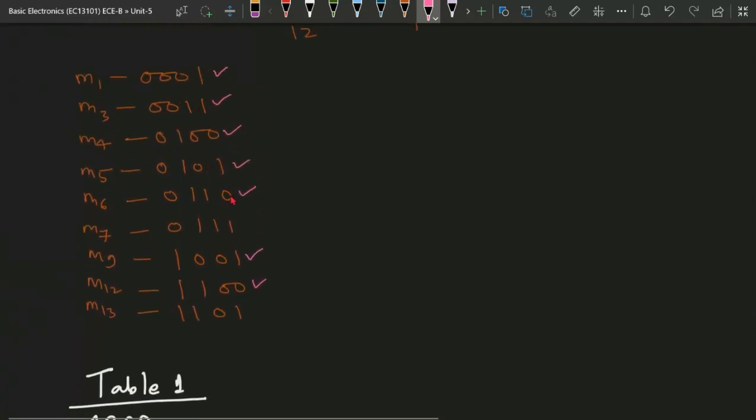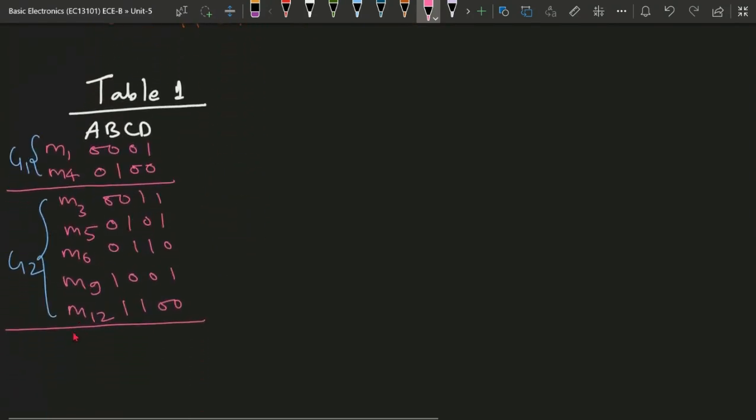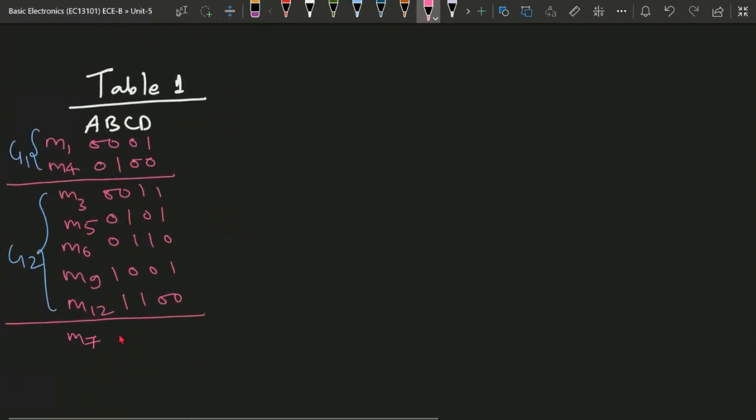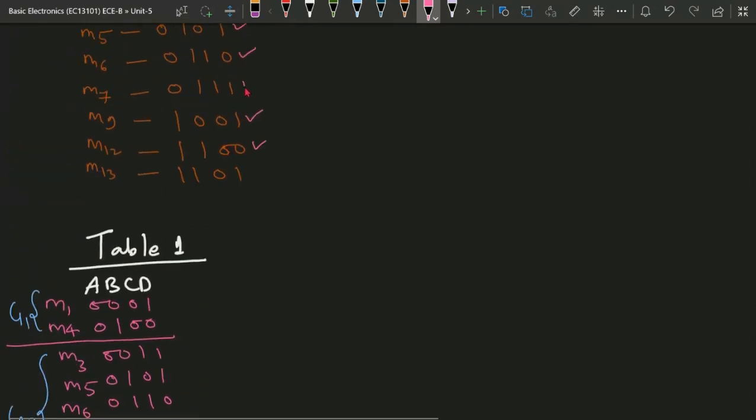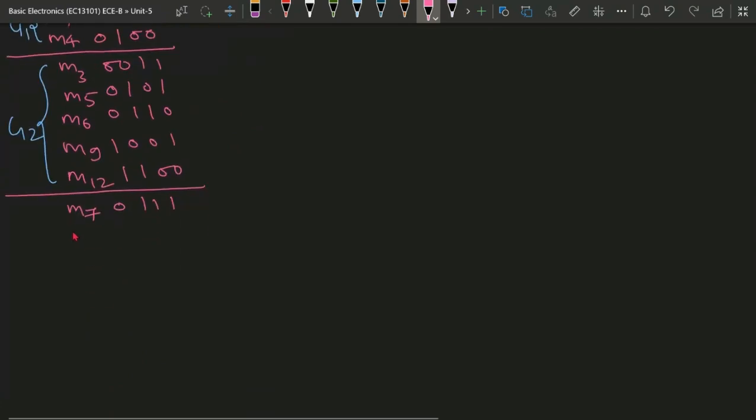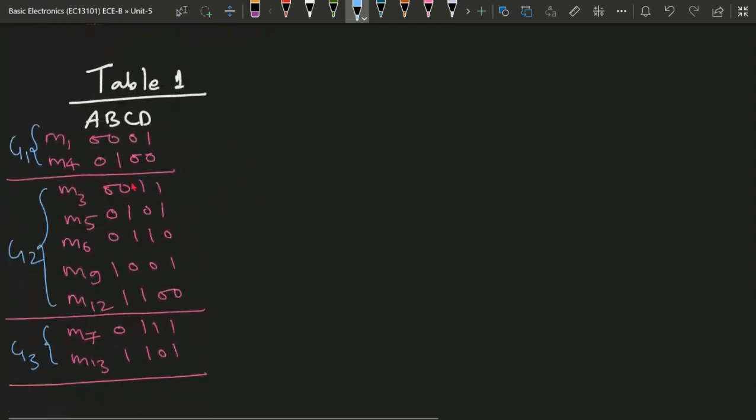Next is group 3, that will be having 3 number of ones. So M7 is having 0111. Yes. So M7 is done. Next, M13 is having 3. So M13 is 1101, three number of ones. So this is group 3. So this is how table 1 is created.